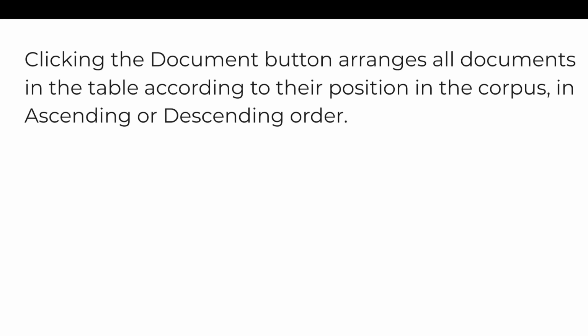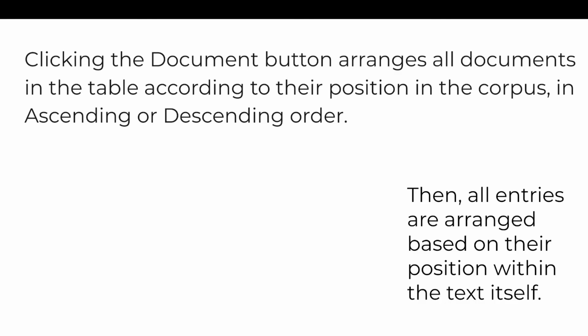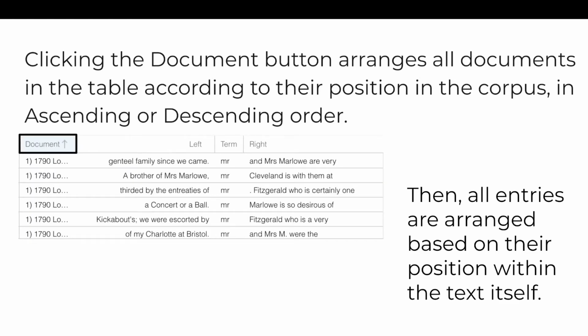Clicking the Document button arranges all documents in the table according to their position in the corpus, in ascending or descending order. Then, all entries are arranged based on their position within the text itself.